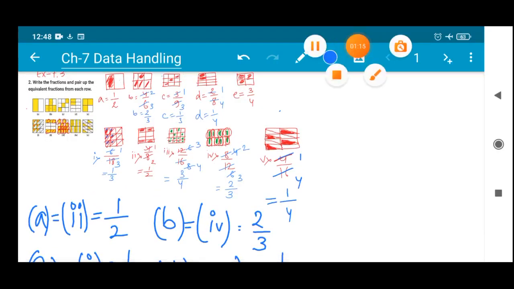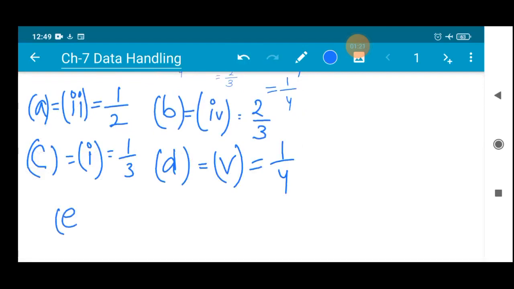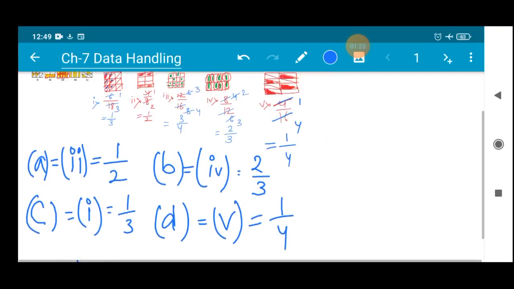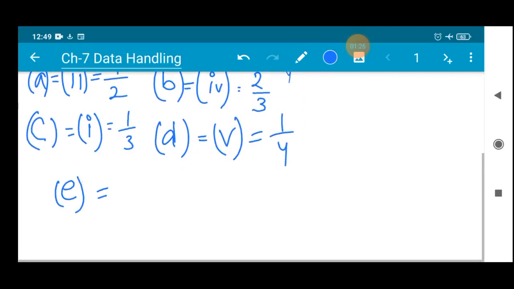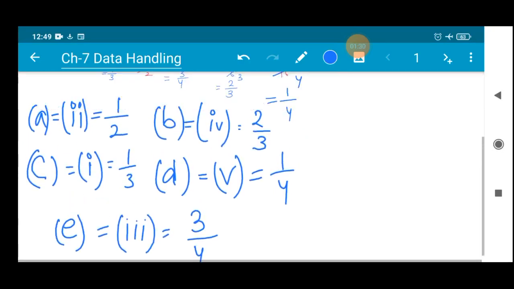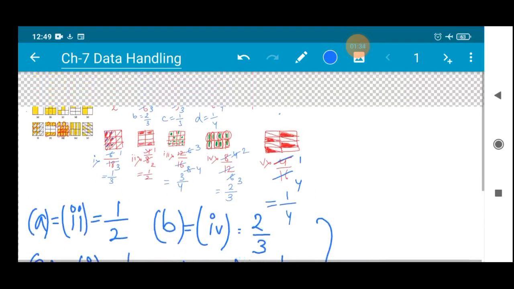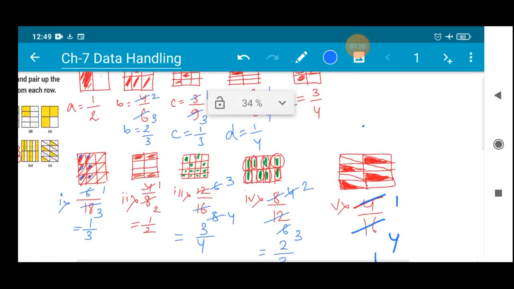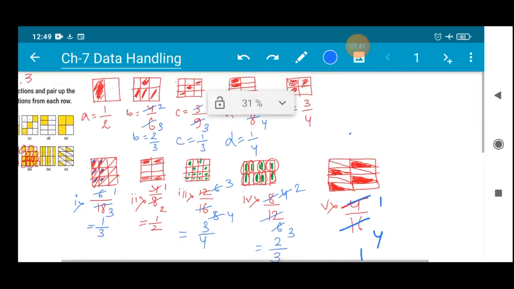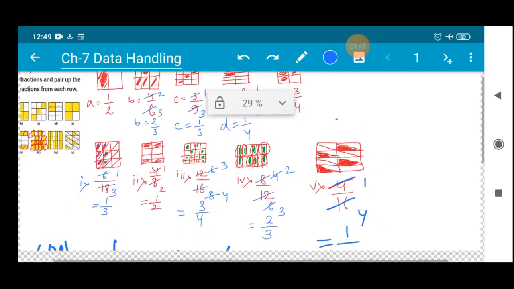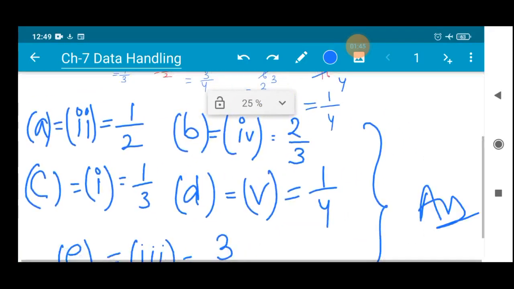The last one, that is E, is 3 by 4. So 3 by 4 is getting matched with 3. So E is getting matched with 3, which is represented as 3 by 4. This is the way of doing it. I hope you understood this very simple thing. First of all you have to represent all the figures in fractional form, convert into the simplest form, and then match it. Very simple thing, isn't it?